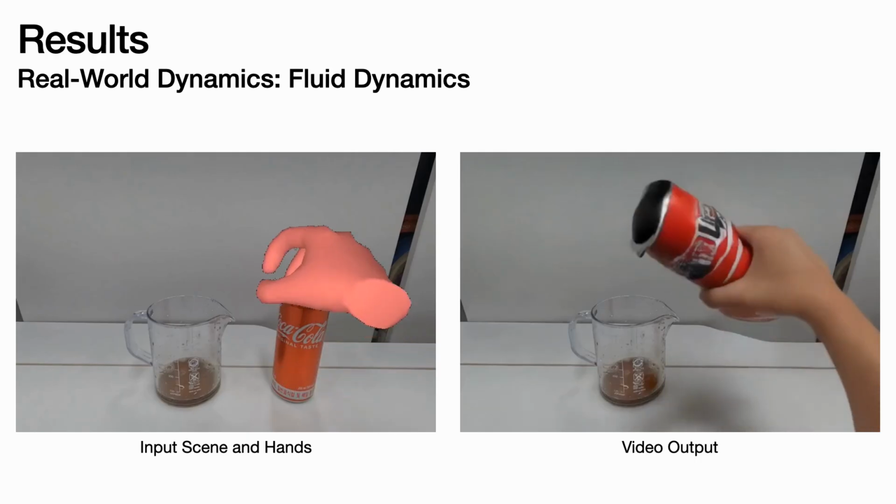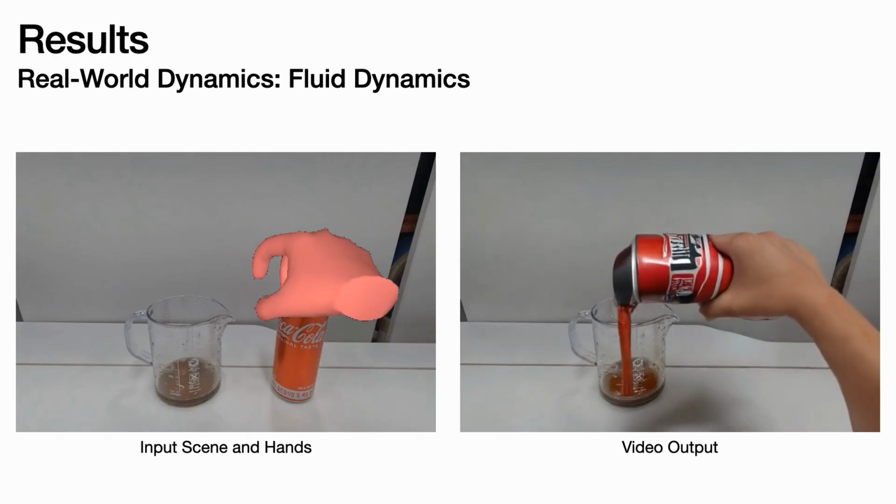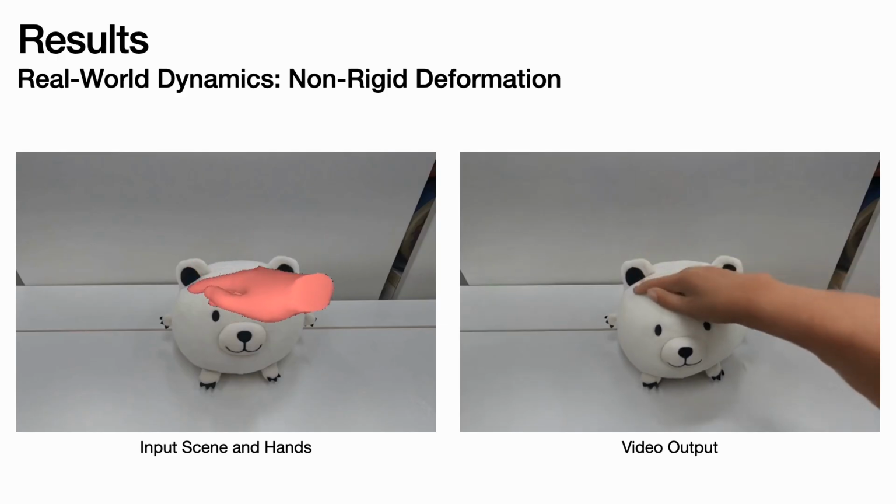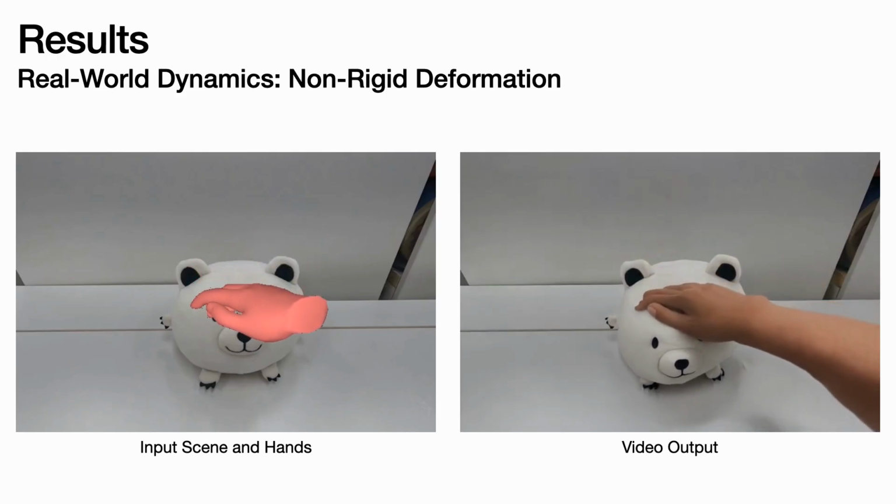DWM can also model some real-world dynamics that are difficult to learn only from simulated data. The output video shows an example of fluid dynamics. This example focuses on non-rigid deformation. The hand interacts with a soft object, and the generated output reflects a deformation-like visual change.